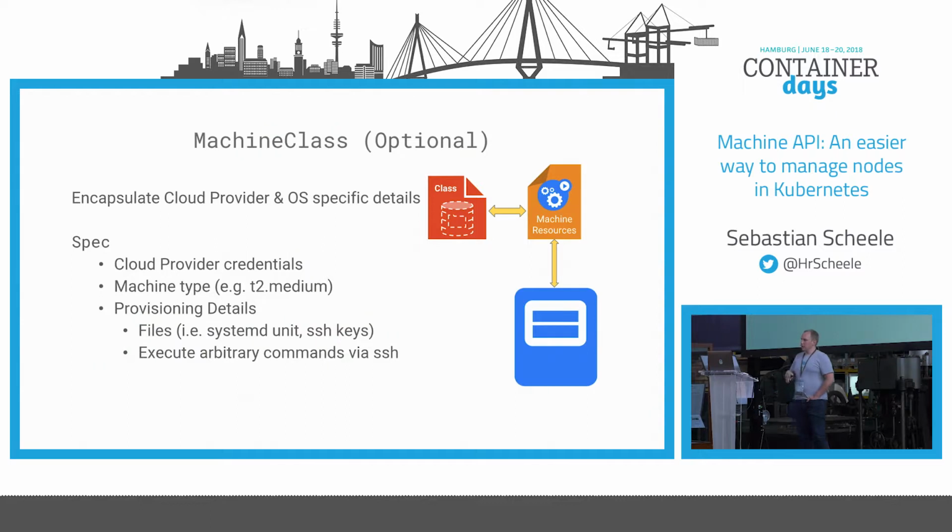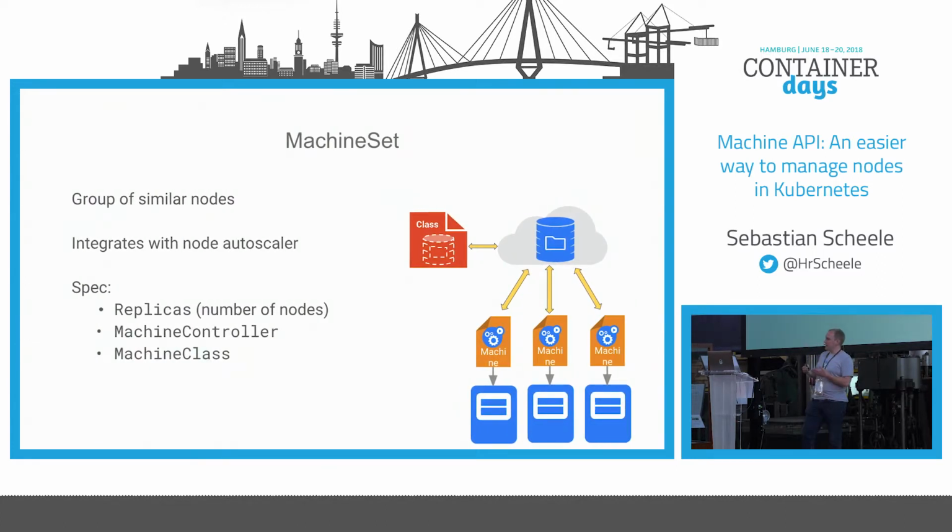Optionally, there should be something like a machine class, somewhat similar to what you know already from storage class, where you can specify generic information about your cloud provider. For example, your cloud provider credentials, or specific machine types. When you only want to allow your developers to use machine type A and machine type B, but not C and D, the ops team can specify this, and then the developers can only reuse the machine class, so all the information belongs there, and also some provision details could be included there.